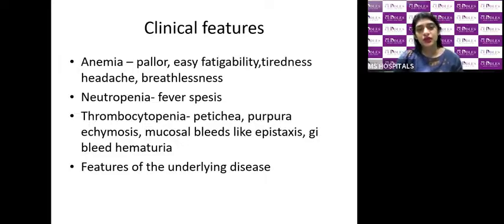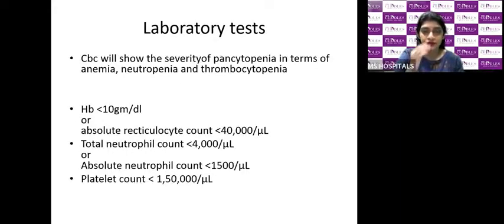Clinical features: anemia, pallor, easy fatigability, tiredness, headache, breathlessness, neutropenia, fever, sepsis, thrombocytopenia, that is petechiae, purpura, ecchymosis, mucosal bleeds like epistaxis, GI bleed, hematuria, and features of the underlying disease.